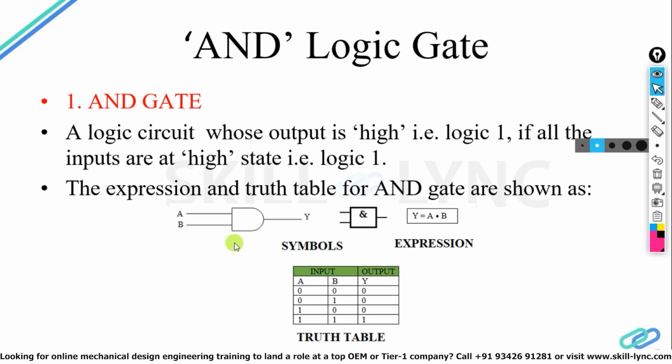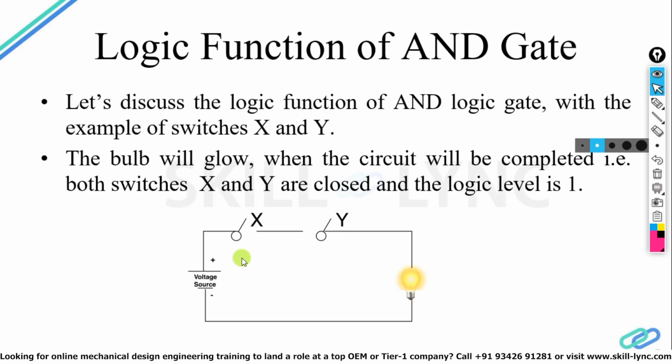So this is all about the AND gate. The AND gate is that logic circuit whose output is high when all the inputs are high. It does the multiplication, and the expression says Y equal to A dot B, that is Y equal to AB, and this is the symbol of the logic gate. Let's move towards the next logic gate, that is the OR gate. Before the OR gate, I have just depicted how the AND gate is shown in terms of switches.